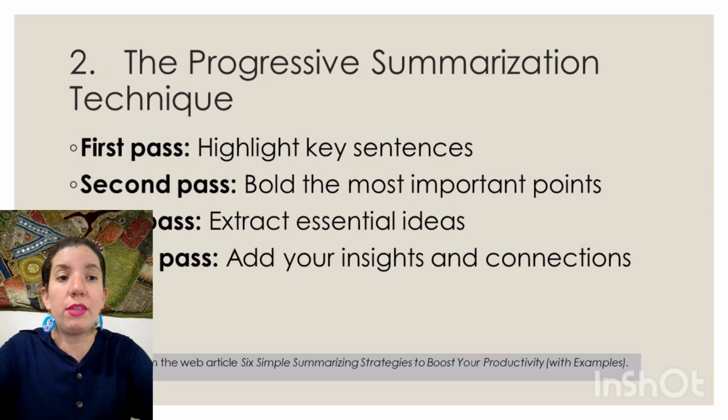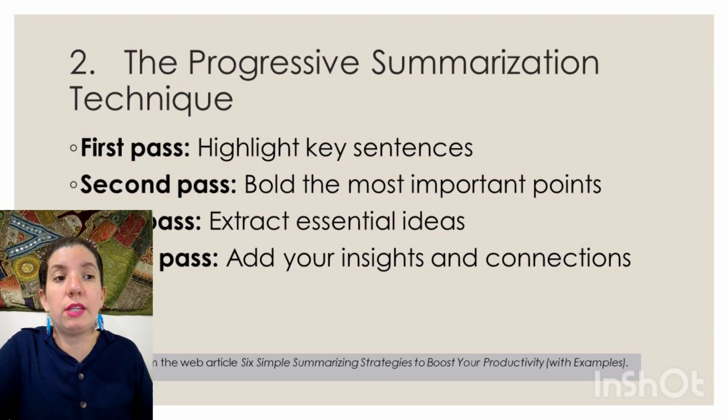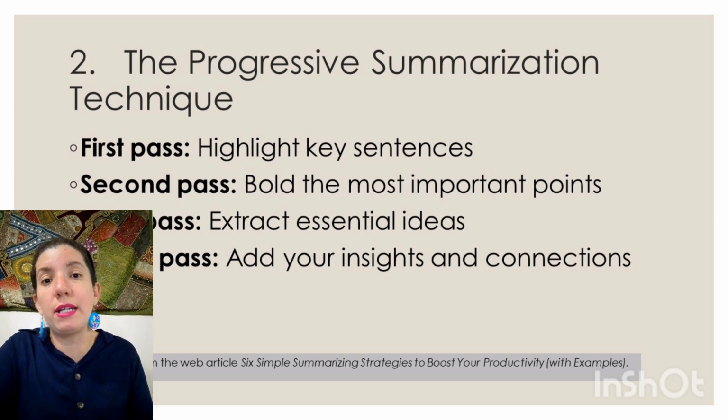Now, the second method is the progressive summarization technique. This is a method in which you make several passes on the reading. In the first pass, you highlight key sentences. In the second pass, you bold the most important points. In the third pass, you extract essential ideas. And in the fourth pass, you add your insights and connections.